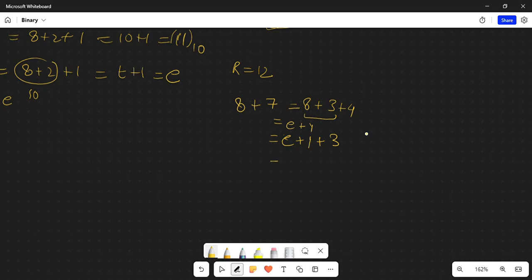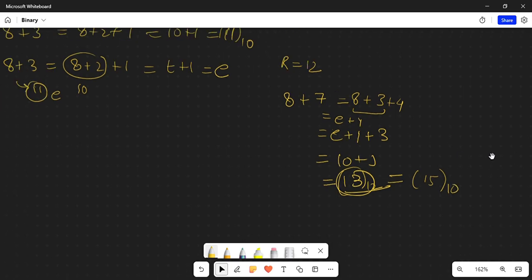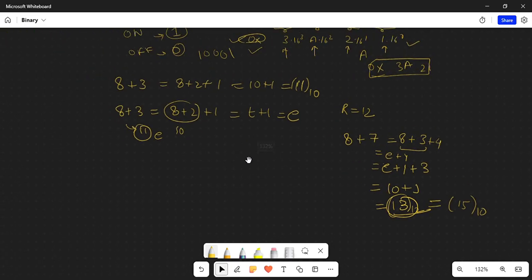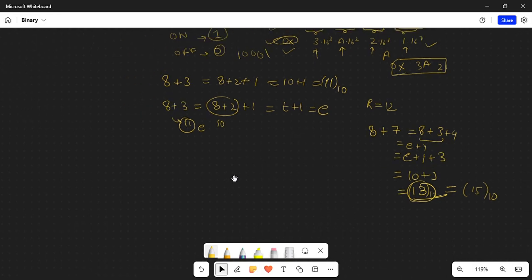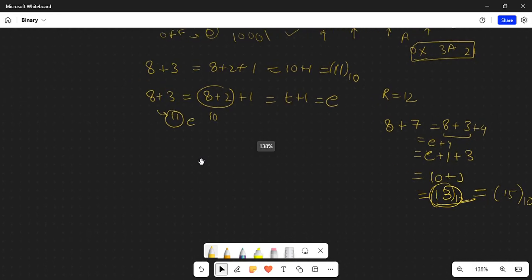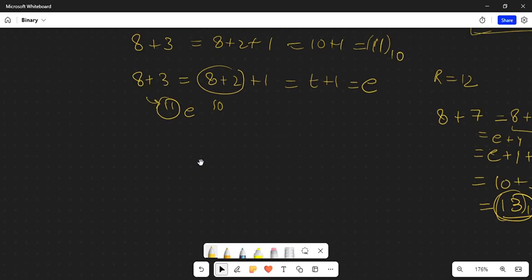Yeah, so this is 10 plus 3 in the duodecimal system, and this becomes 13. Okay, so this is actually in the duodecimal system, which is equivalent to 15 in our decimal system. So this is how we do the addition in another radix, here it is 12. Similarly, for a radix smaller, there might be some differences for a person who has not done these calculations before.